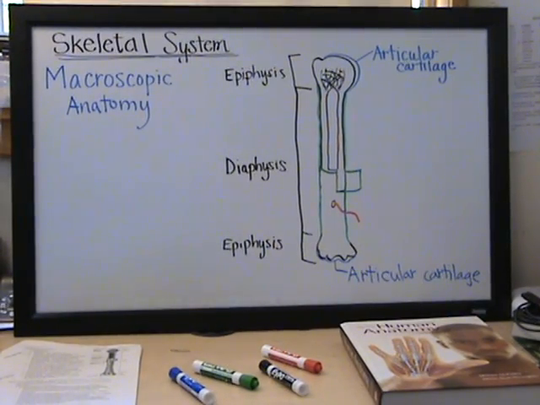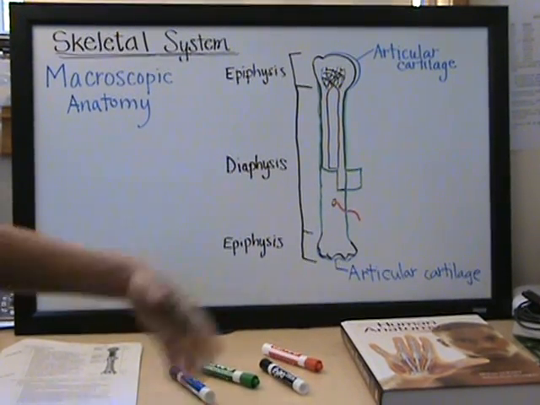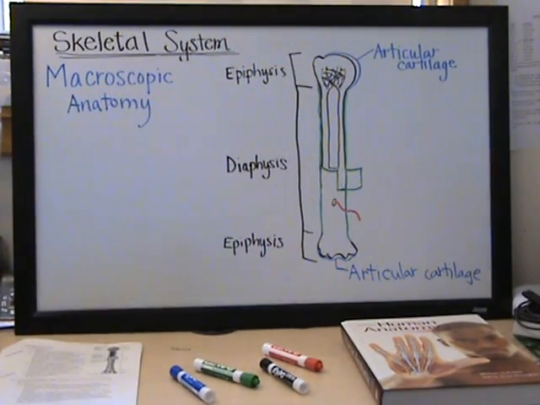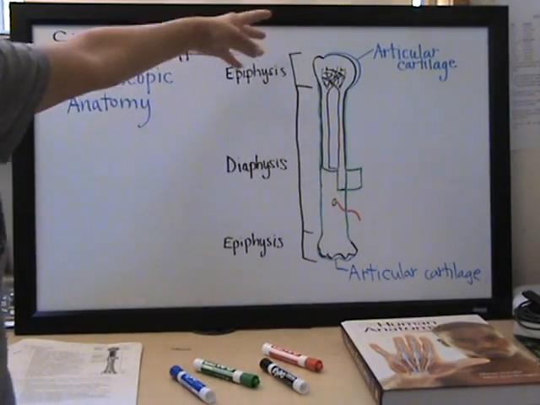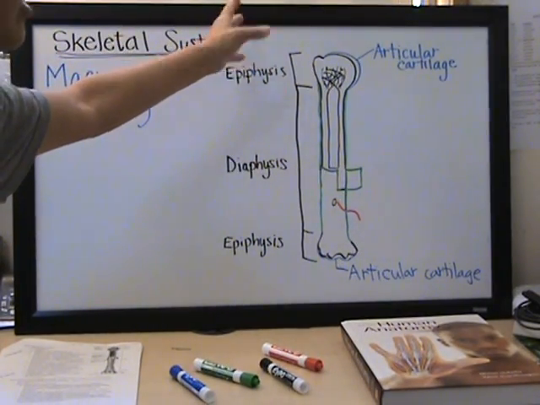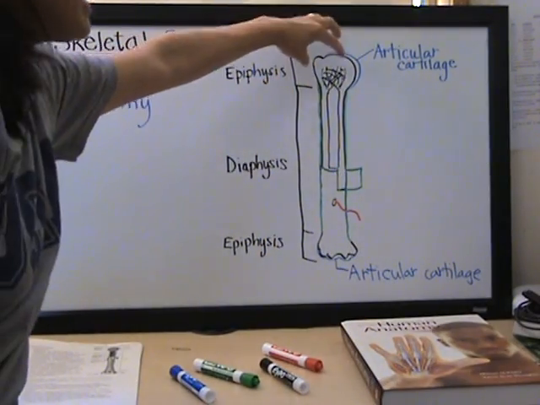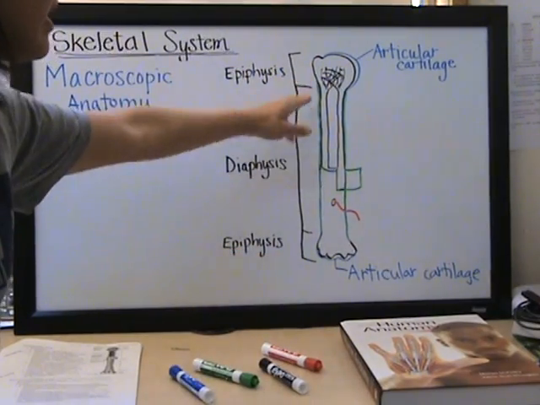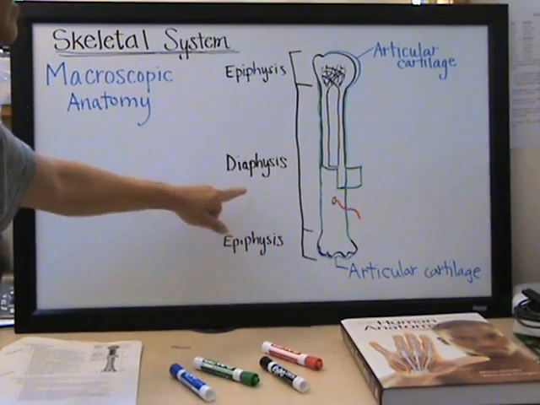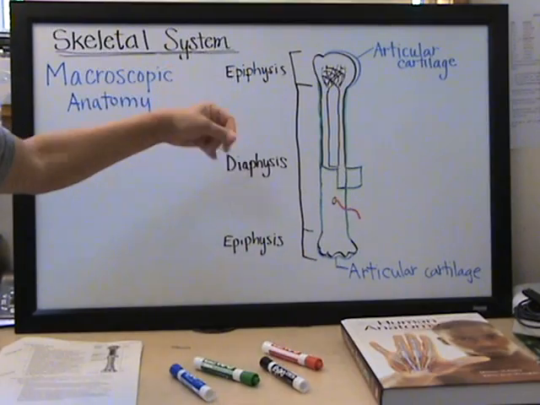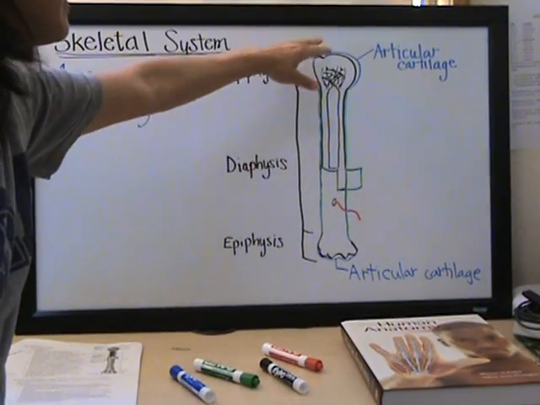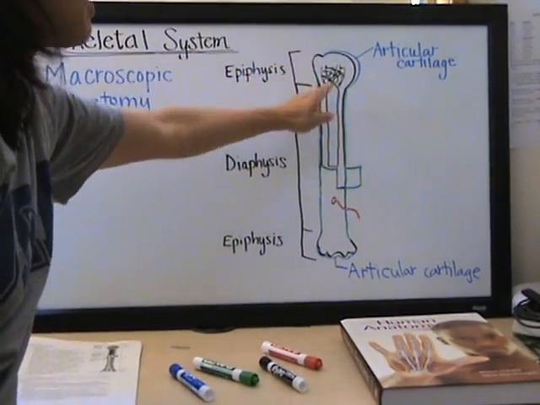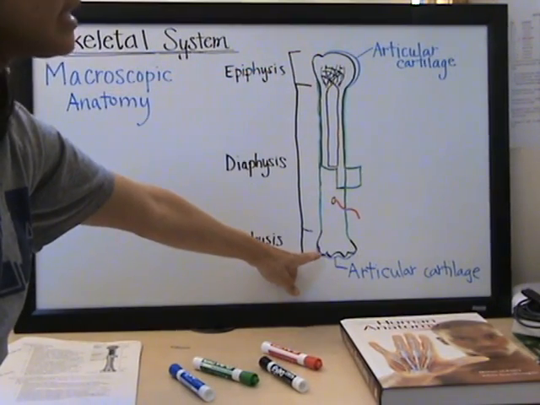Today we'll cover the macroscopic anatomy of a typical long bone, and the long bone that I chose here to draw was a typical humerus. Let's begin with the larger areas. The expanded ends are called the epiphyses, epiphysis for singular, and the shaft of the bone is called the diaphysis. Now we can get a little more specific, and the proximal end would be the proximal epiphysis. This will be the distal epiphysis.